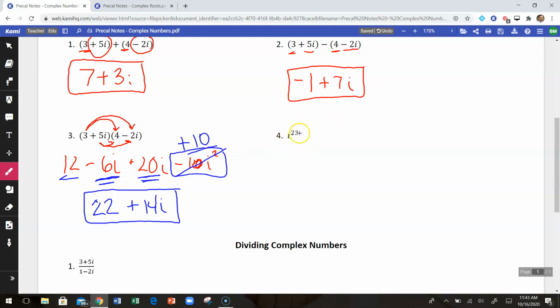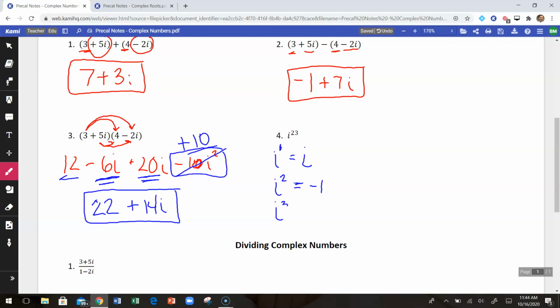Number 4 is a little bit different here. We're just looking at i to the 23rd power, and I want to figure out what's the best way to write this. So in order to figure that out, I'm going to go through a little bit of a pattern here with you. i to the first is just i, right, which is the square root of negative 1. So i squared, we said, was negative 1, right, because if i is the square root of negative 1, if I square that, I just get negative 1.